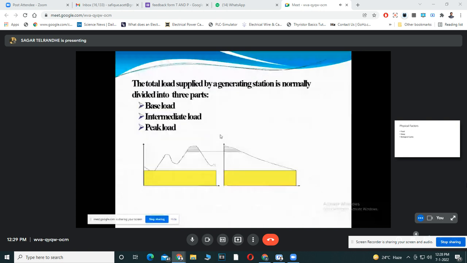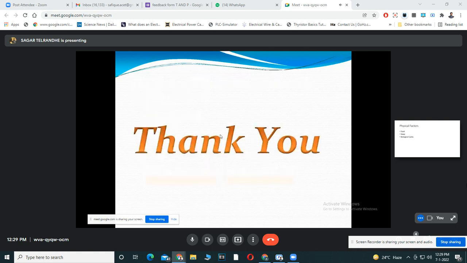The total load supplied by a generating station is normally divided into 3 parts: base load, intermediate load, and the peak load. The portion highlighted by yellow color is the base load. Then we have the intermediate load, which is varying in nature, and then at last we have the peak load, which is represented by dense lines on top.